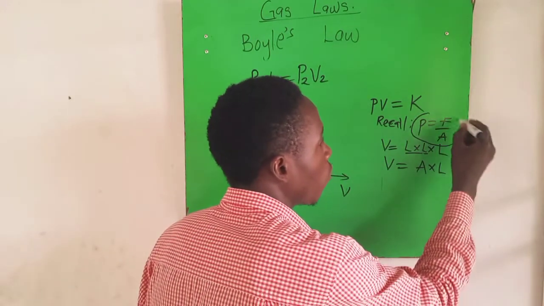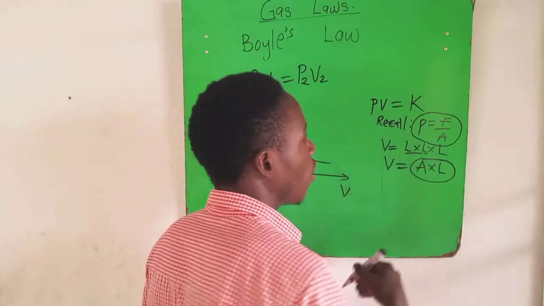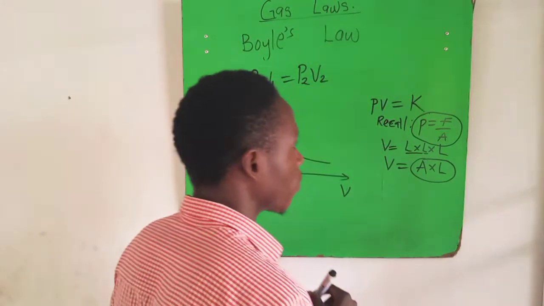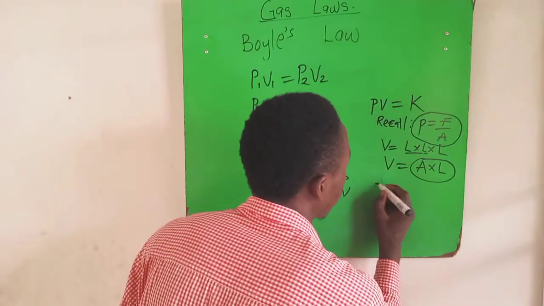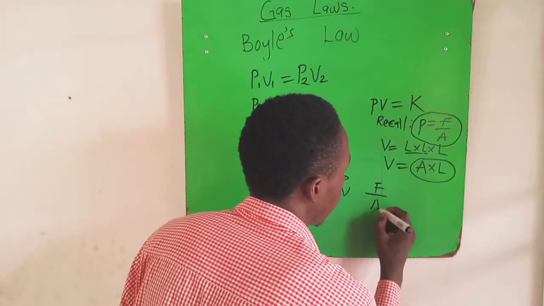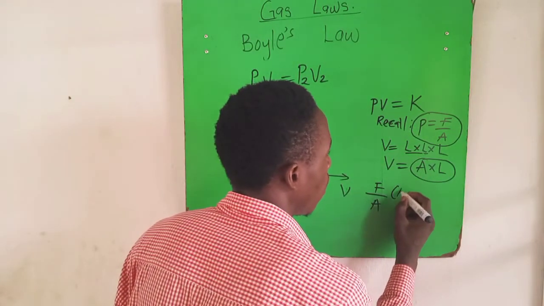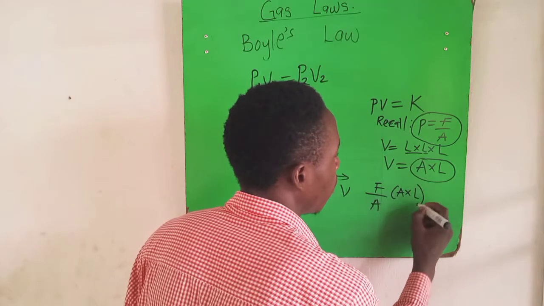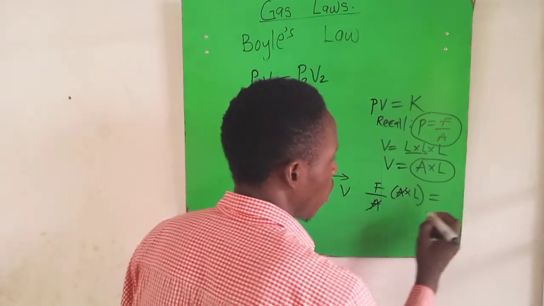So what I should pick is that pressure is force over area, while volume is area times length. So let's fix it into this equation. Instead of P, I'm going to have F over A. Instead of my V here, I'm going to have A times L. Now A should cancel A.